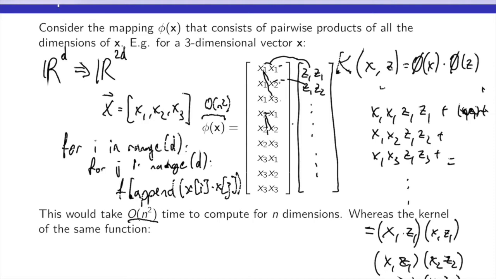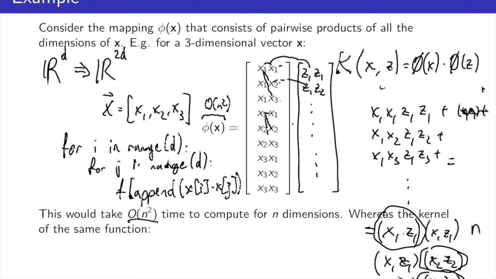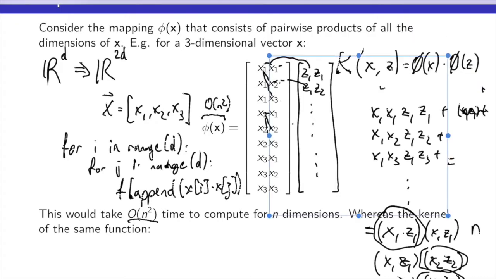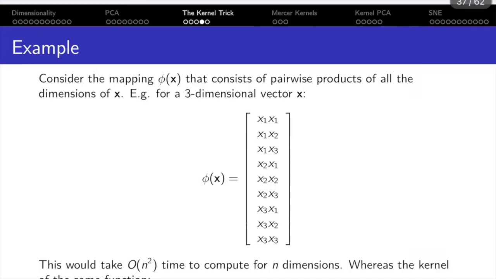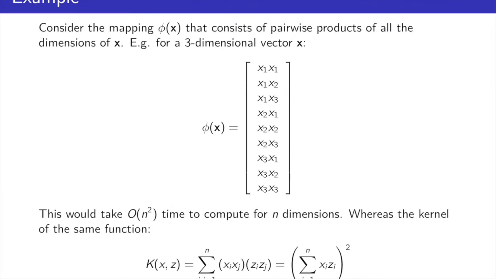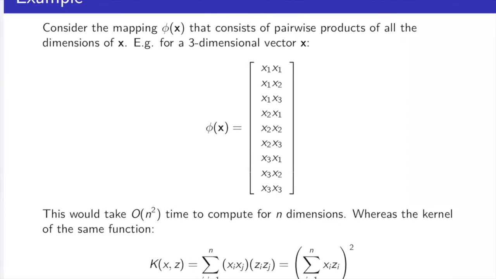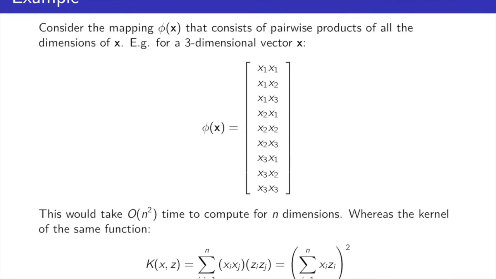So you notice that when you group them, you only have to calculate this once and then keep reusing it, and you only have to calculate this once, and so on and so forth. So you basically have to calculate the x1 z1 product, the x2 z2 product, and so on. So you only have to calculate n products, and then you can just multiply them and take the square. So you only have to do n units of work, which means you can compute this in O(n) time.